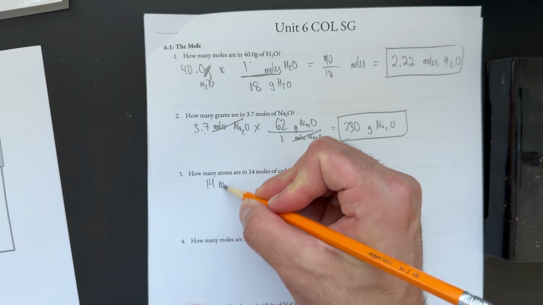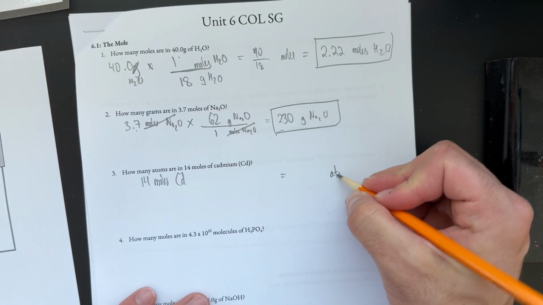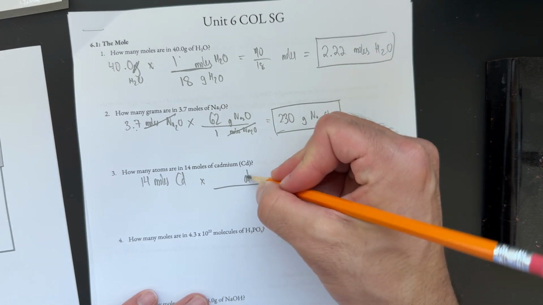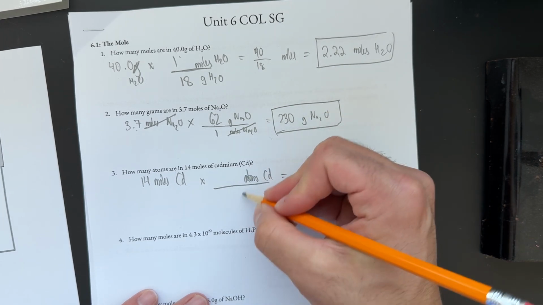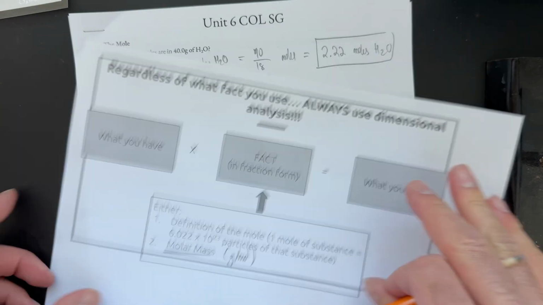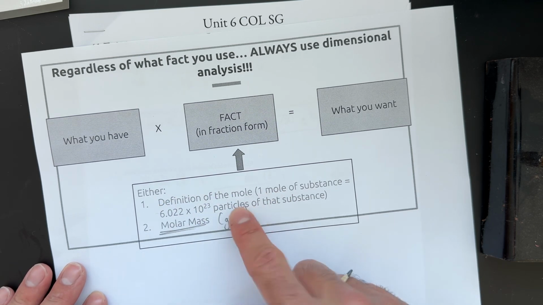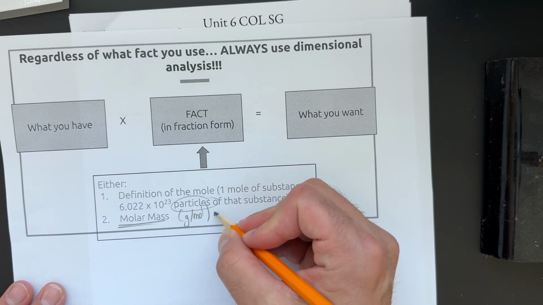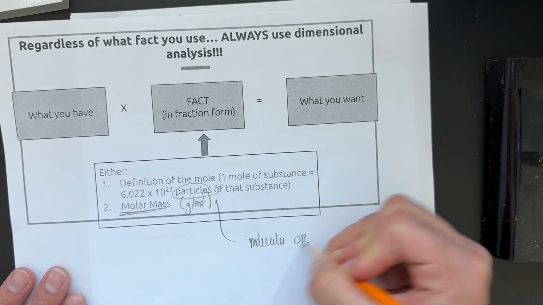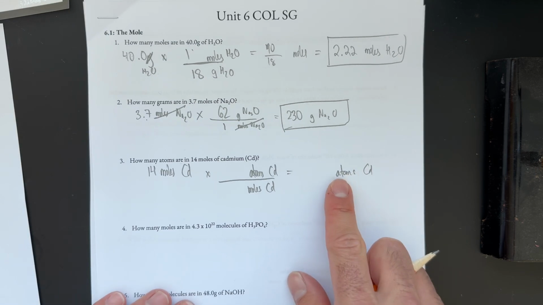Well, 14 moles of Cd. To get to atoms, what are we going to need this time? Well, let's see, we're going to need to multiply by something with atoms of cadmium on top and moles of cadmium on bottom. This time it's not going to be the molar mass, because it's not grams and moles, it's going to be moles and particles. So it's the definition of the mole. Now remember, the particle can be either molecules or atoms, right? And in this case, it's atoms because it's Cd, it's just a single element.